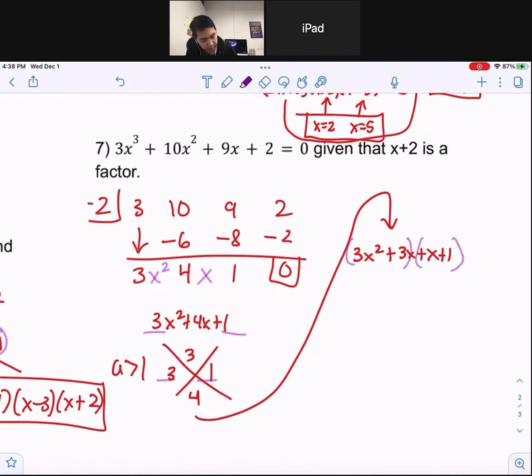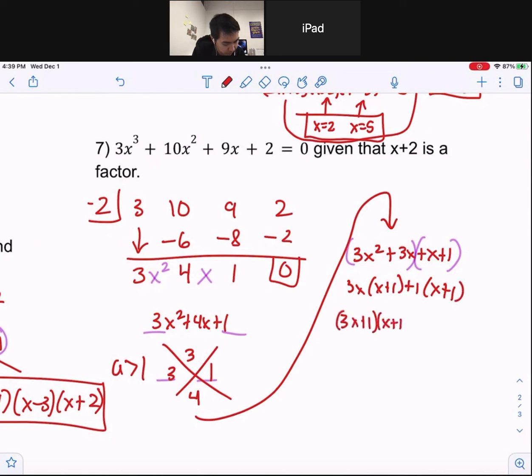Group and group. We can factor out a 3x to get x plus 1. We can factor out a 1 only because there's nothing else we can factor from there. So it's 3x plus 1 times x plus 1, and don't forget your factor of x plus 2. But remember, all this is equal to 0, and you have to solve for this, which means we have to get an x equals something type answer.